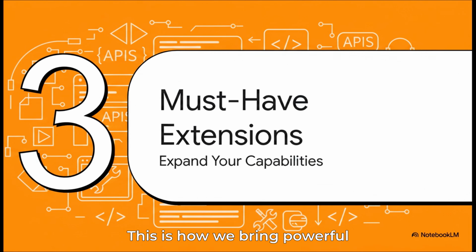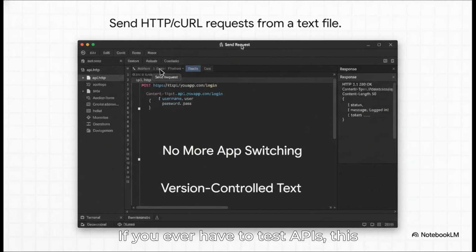This is how we bring powerful external workflows like API testing and code investigation directly into VS Code. First up is REST Client. If you ever have to test APIs, this is a total game changer. Forget switching over to an app like Postman. You just write your HTTP requests in a plain .http file. You define your endpoint, headers, body, everything, and then you just click Send Request.